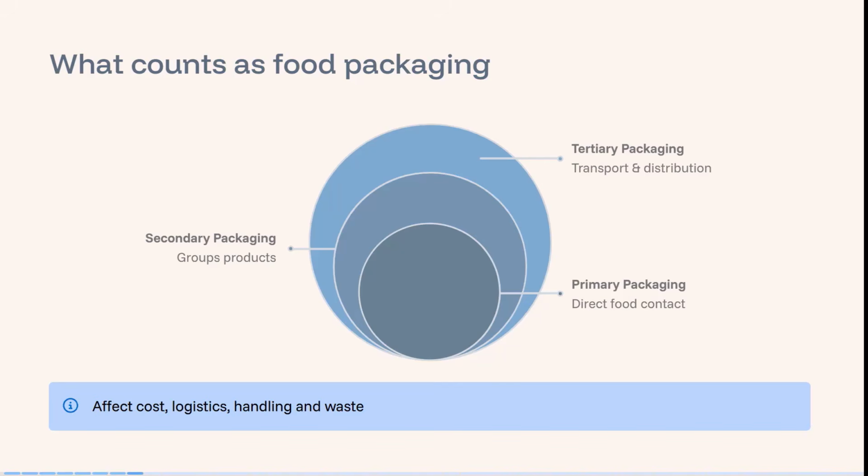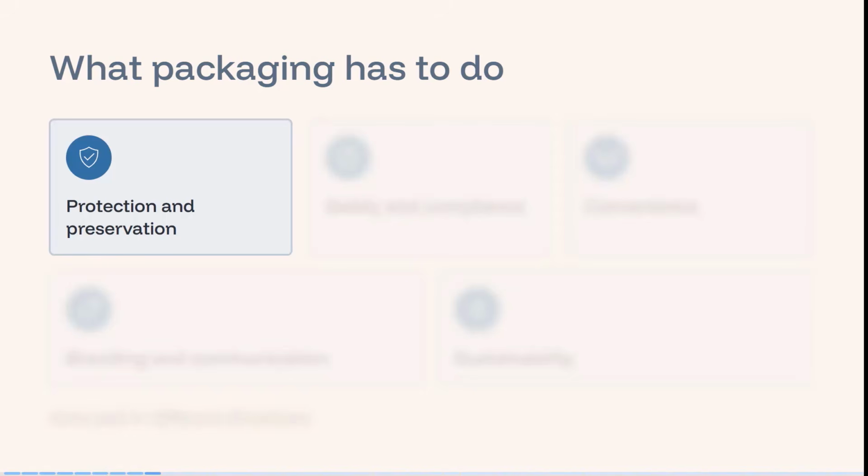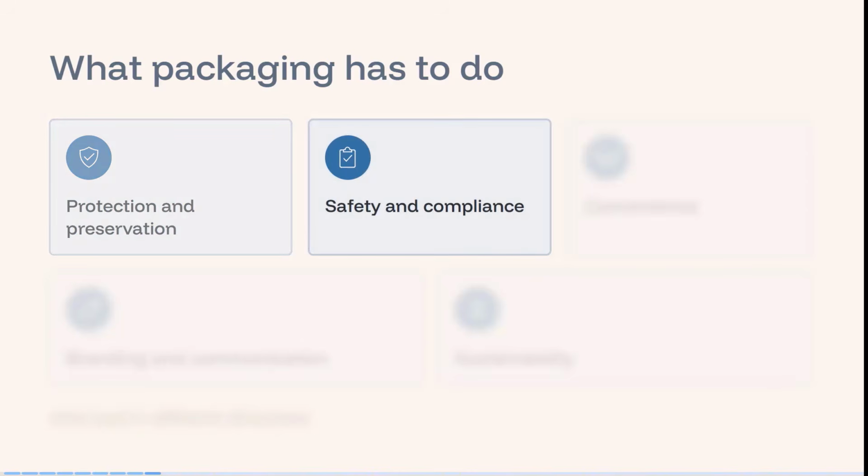The wider system matters too, especially in a business-to-business industry where transport, storage, and supply reliability can be just as important as shelf appearance. Let's move on now to what packaging has to do, because packaging has to perform several important functions, and those functions, unfortunately, do not always sit comfortably. So, first off, we have the idea that it must protect and preserve the food by guarding against damage, contamination, moisture, light, or spoilage. Now, it must also support food safety compliance, which means being suitable for food contact and carrying the right information.